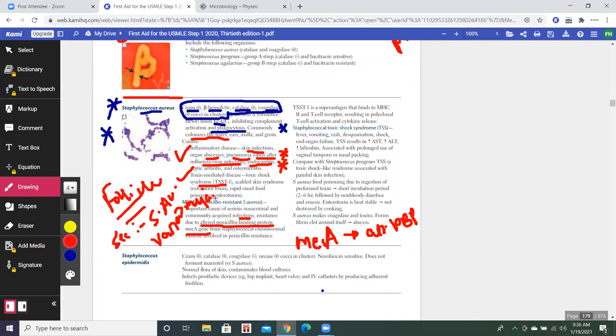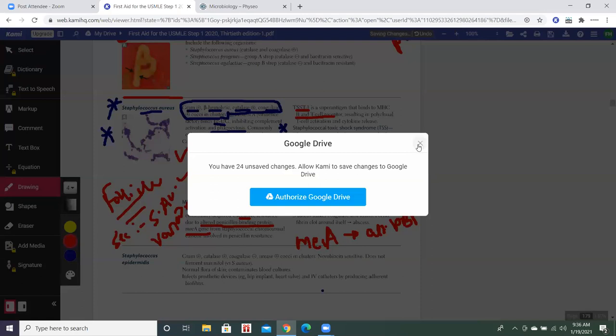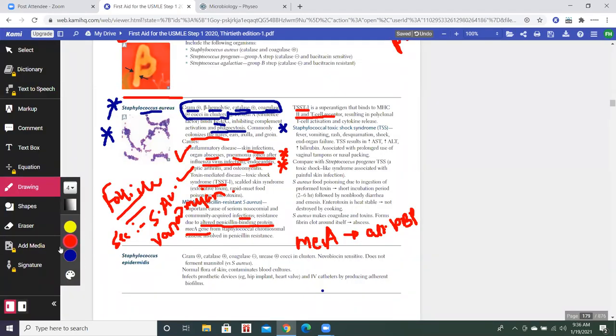Okay. Now, let's talk about toxic shock syndrome toxin. Toxic shock syndrome toxin 1 is a superantigen that binds to the MHC and TCR, resulting in polyclonal T cell activation and cytokine release. Okay, so I need you guys to underline this one, polyclonal, not monoclonal. What do we mean by polyclonal T cell activation? That is multiple types of T cell. We know that we have CD8, CD4, T regulatory cells, and Tregs and Th17s, right? So all of those cells will get activated at the same time. This is known as polyclonal T cell activation, and there will be massive cytokine release.